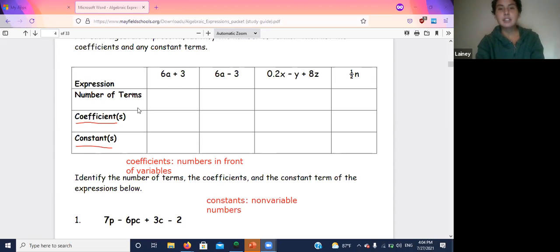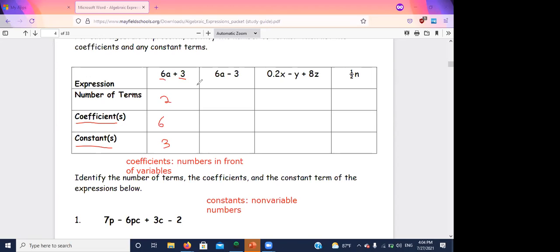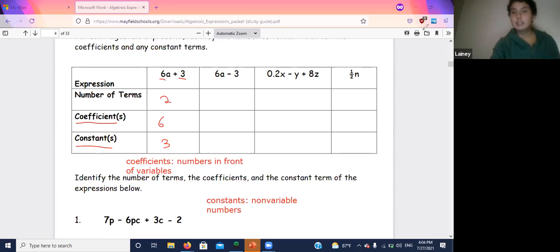So for example, let's look at the first one together. In this case, the number of terms is 2. The coefficients, well, we just have 6. And the constants, 3. Does that make sense? Yeah. Okay. Do you want to try that for the next one? Sure. Perfect.